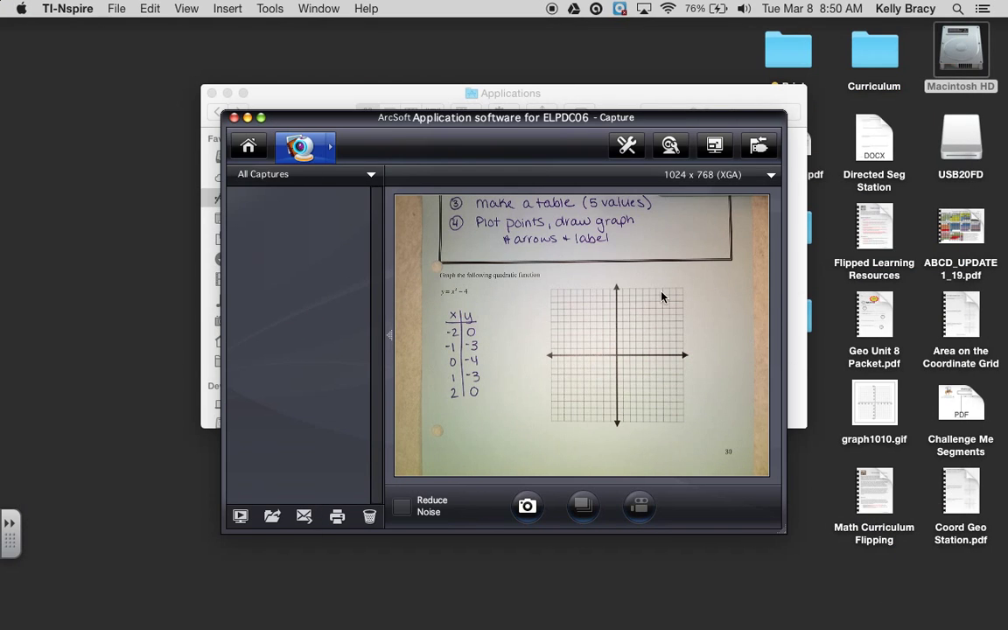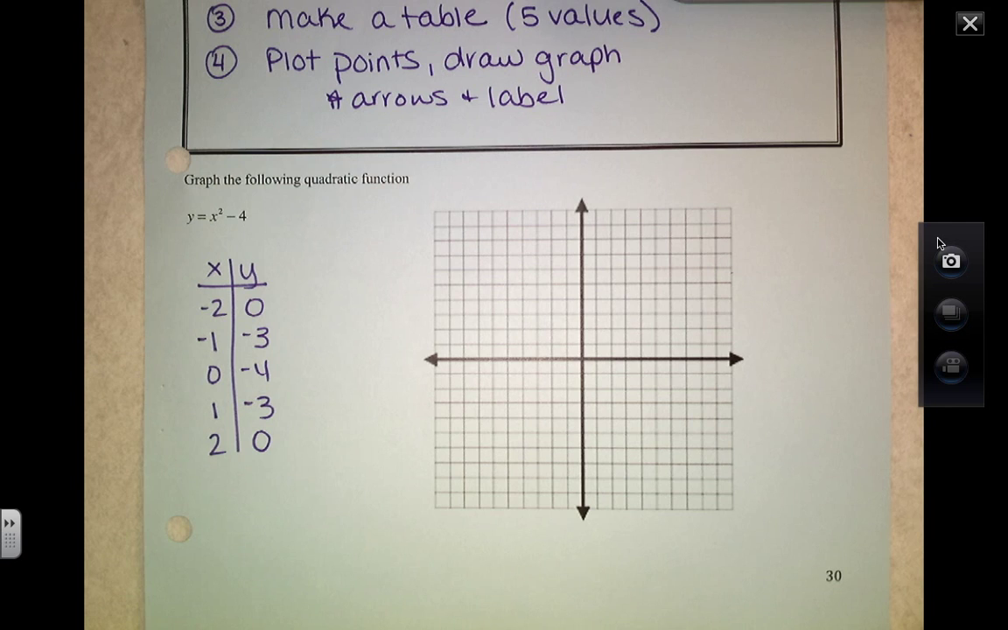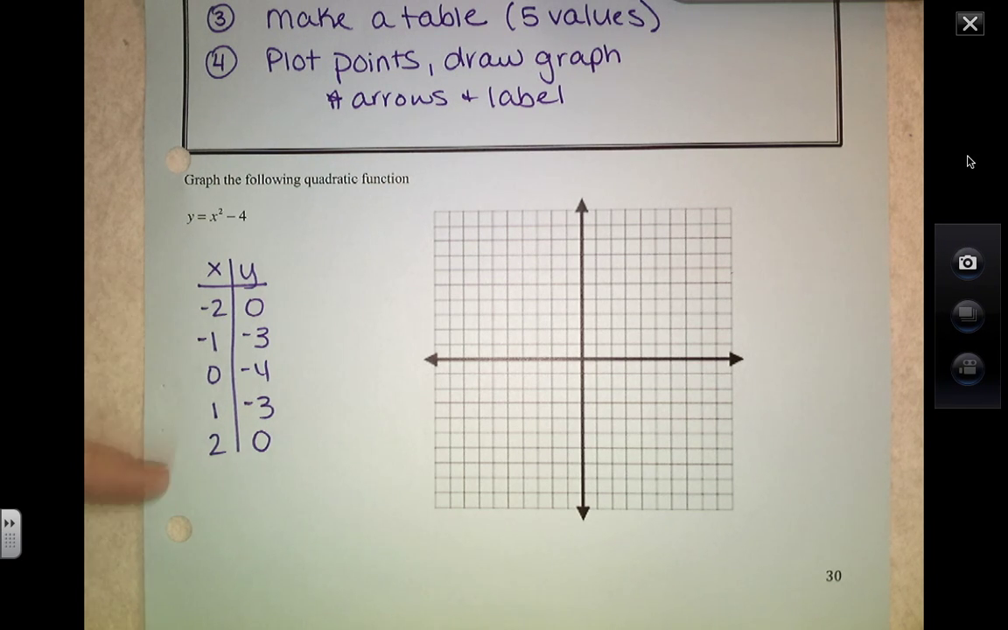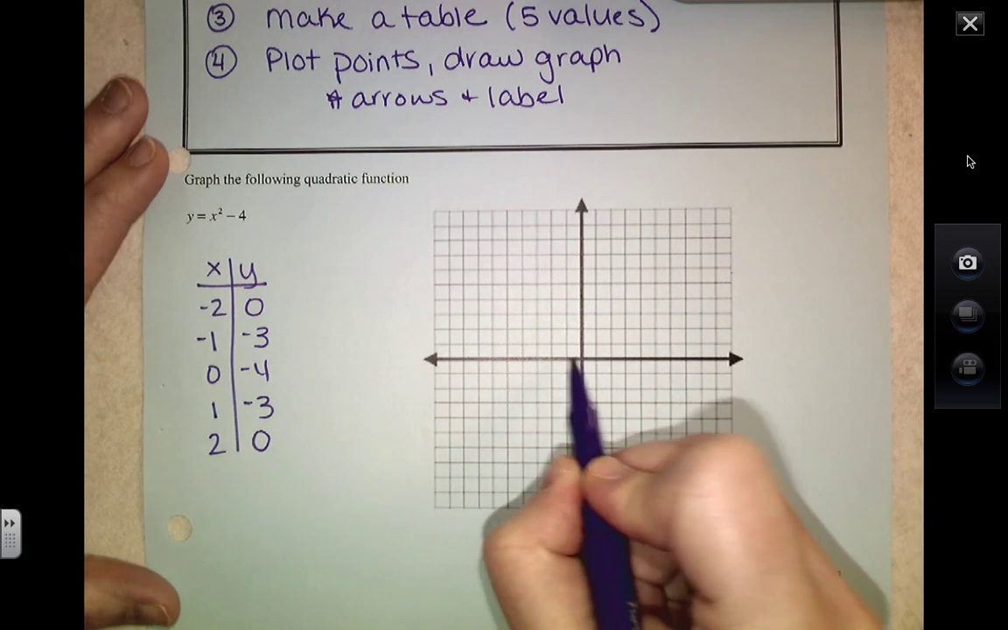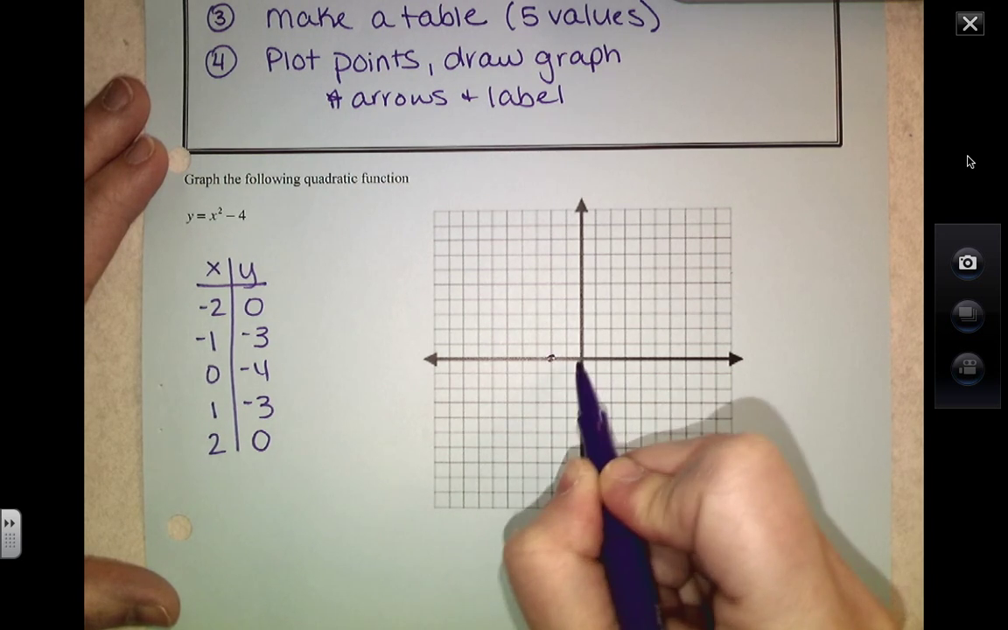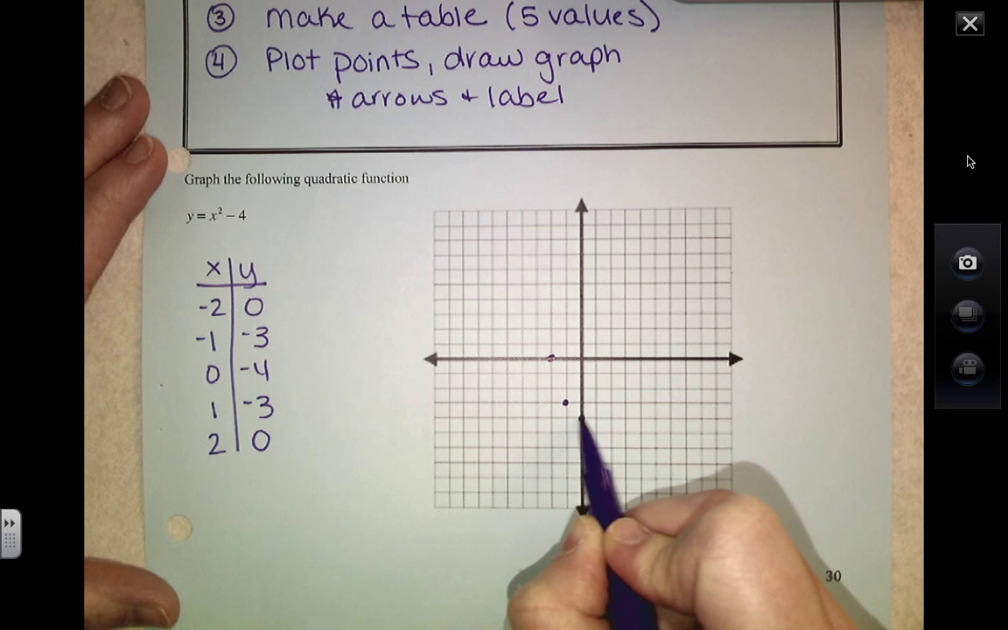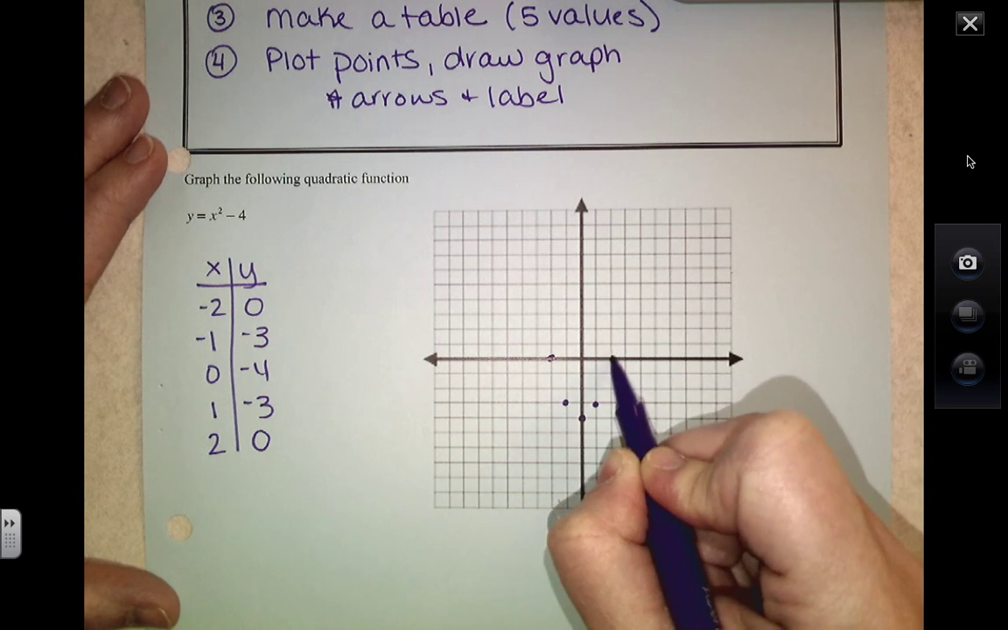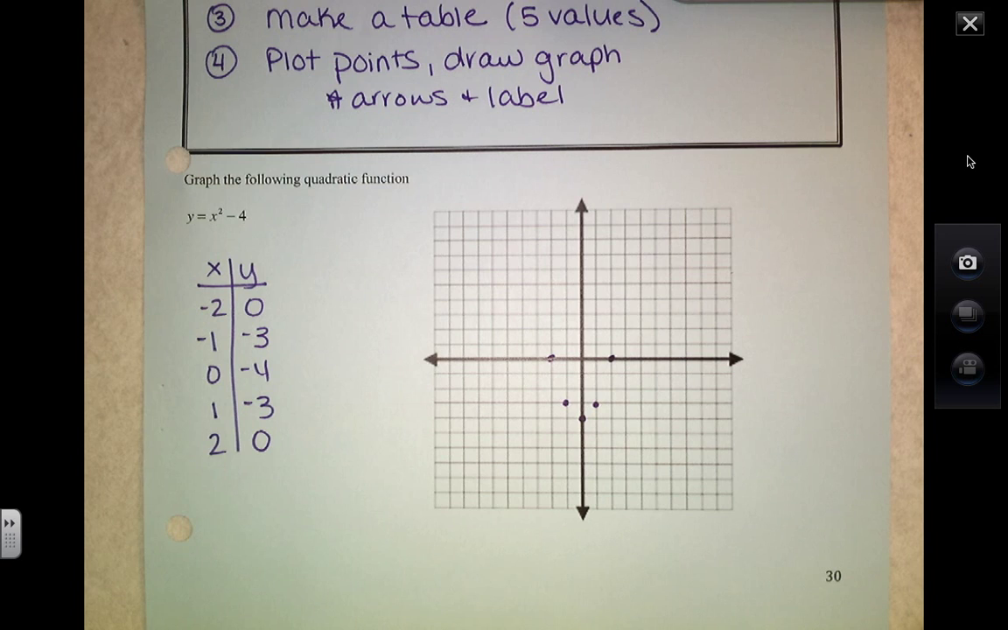Okay, so back to your paper. Hopefully you wrote that down. If you didn't, you can do that now. Don't forget you can pause the video if you need to. Here are the 5 points I need to plot. So I'm going to go ahead and plot these on my graph. And when I do this, I'm doing it real quick because I have done this a million times. You can pause it if you need to.